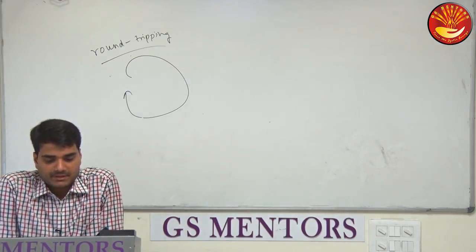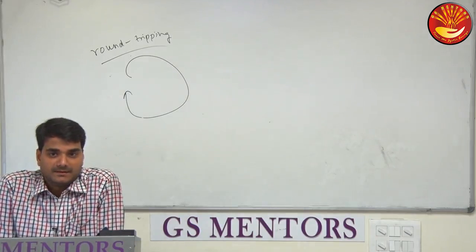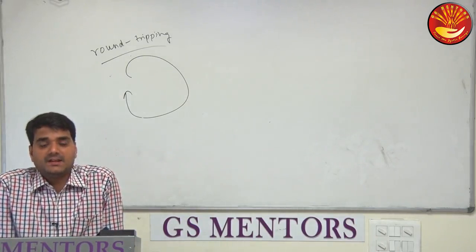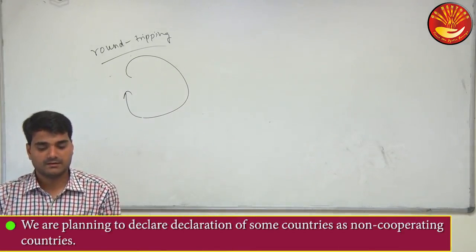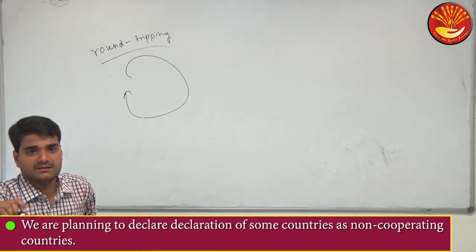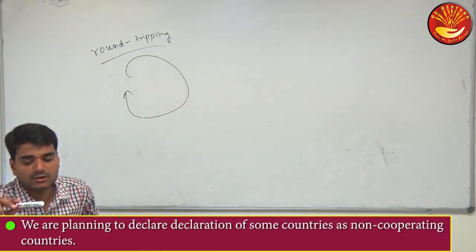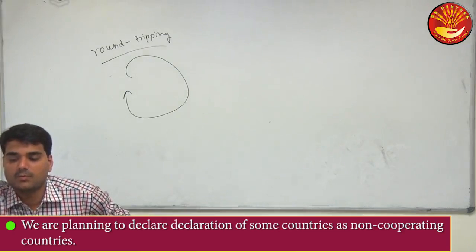समझ गए? ये ऐसे होता है, भले आदमी को लोग बेवकूफ बनाते हैं. So the next thing is we are planning to declare, or just इतना मत लिखो, declaration of some countries as non-cooperating countries. Declaration of countries as non-cooperating countries.